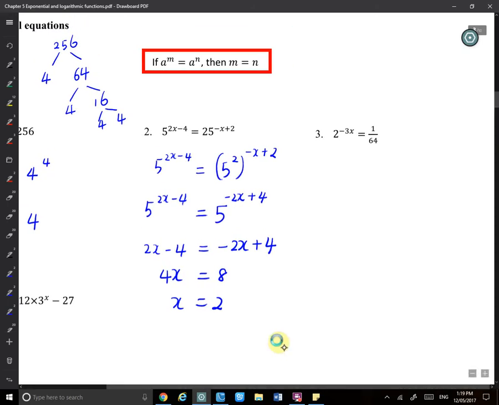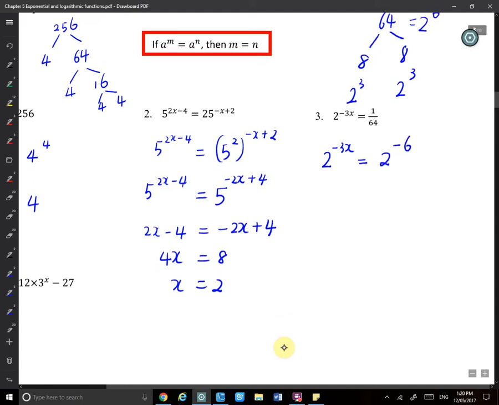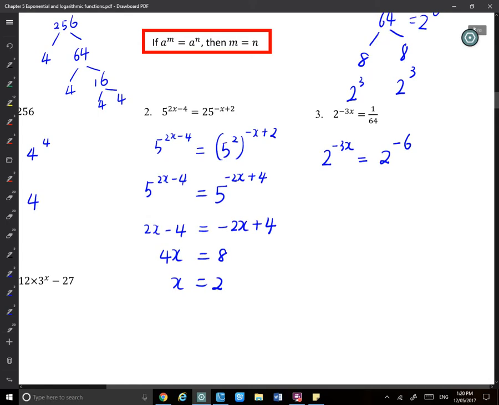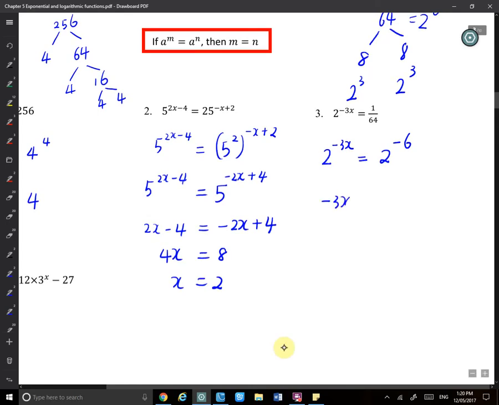Now 64. So 64 is 8 times 8. And 8 is 2 to the power of 3. So 64 is actually 2 to the power of 6. Then 2 to the power of minus 3x equals 2 to the power of negative 6. So minus 3x will equal minus 6.